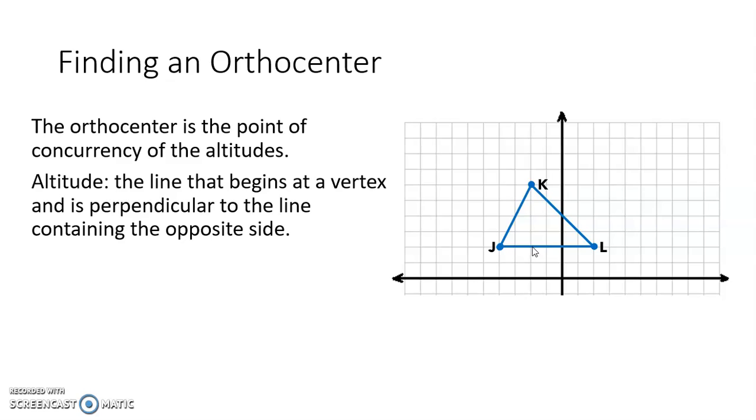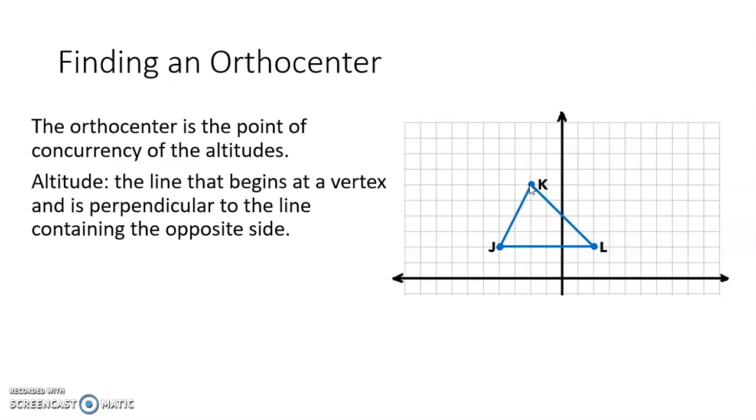Okay, so let's find our altitude. Now perpendicular implies that we need slope. That's how we find perpendicular lines when things are graphed. So I'm going to find the slope of this segment here, JK, and it goes up 1, 2, 3, 4, and over 2. So it rises 4 and runs 2. So that slope is 4 over 2, or 2.